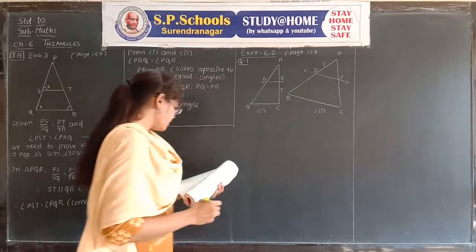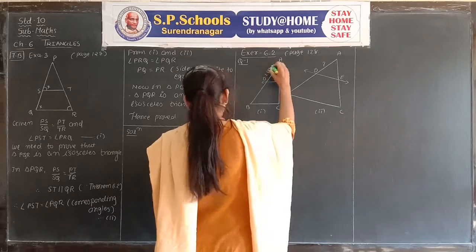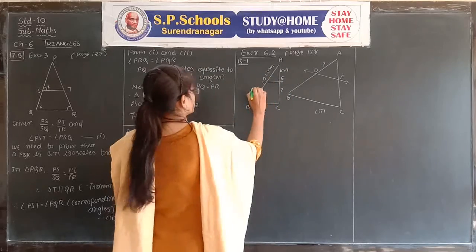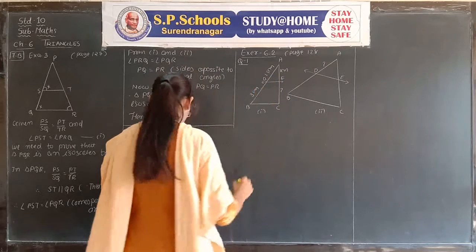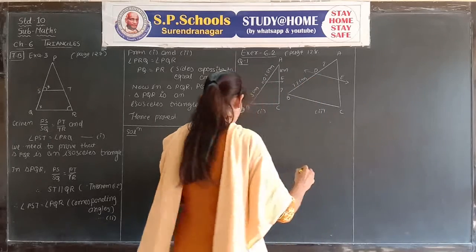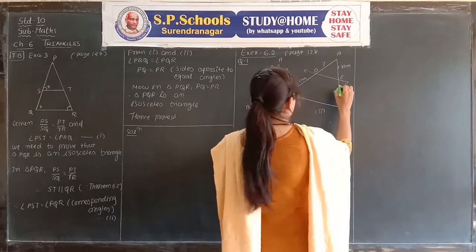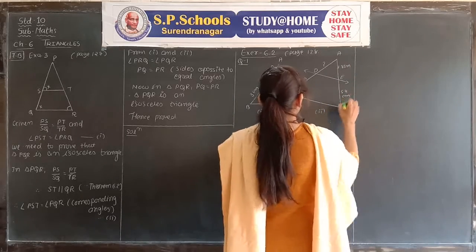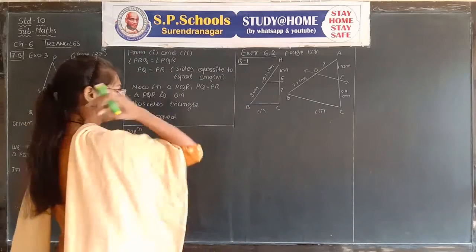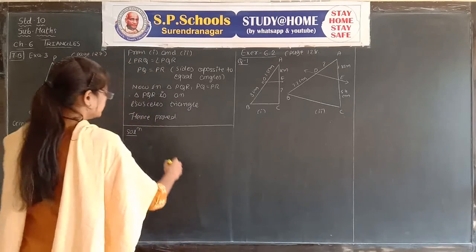The measurements are given in the first figure. AD is 1.5 centimeter, AE is 1 centimeter, and BD is 3 centimeter. In the second figure, BD is 7.2 centimeter, AE is 1.8 centimeter, and EC is 5.4 centimeter. As per theorem 6.1, we can solve EC and AD easily.